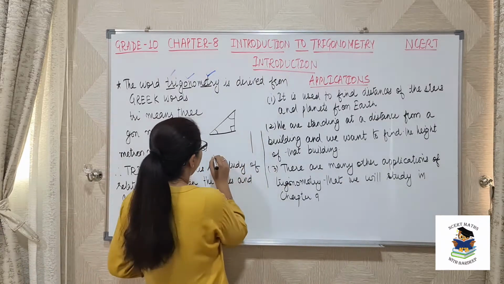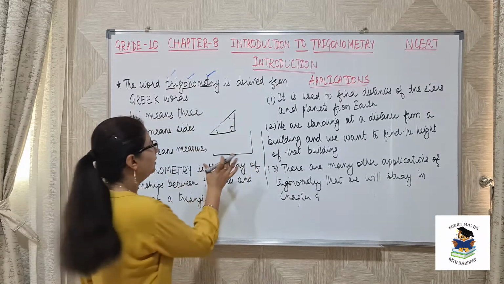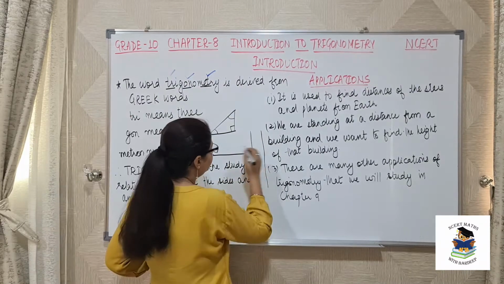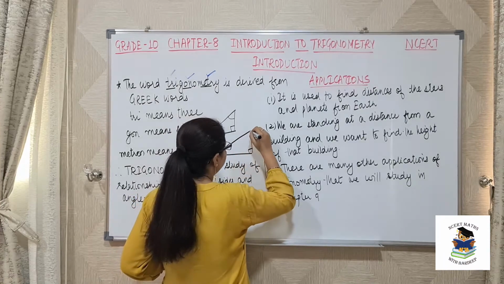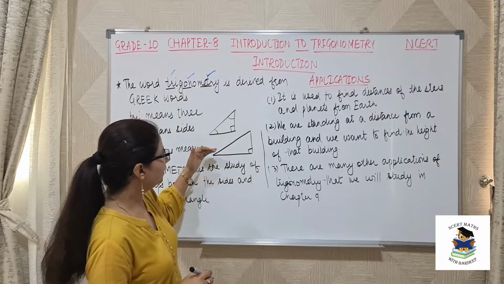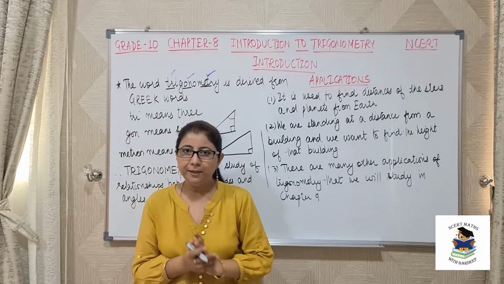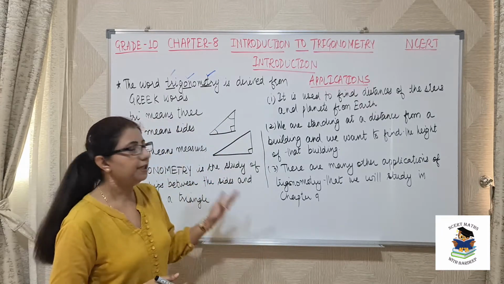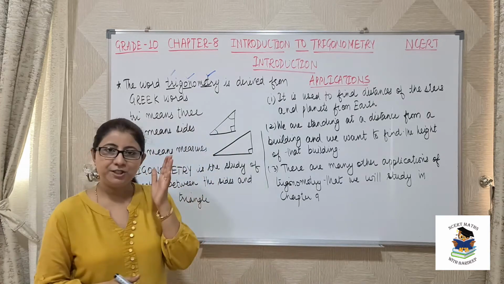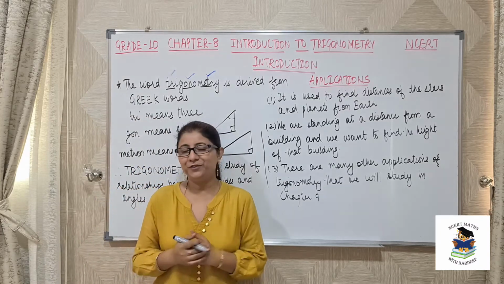Suppose this is the building and I am standing here. I don't know what is the height of this building, but I know this distance. Okay. So since the building is upright, this will be a right angle, and we will join this point and see, we will have a triangle. So now we will relate the length of the sides with angles and we can find the height of the building. Similarly, we have many other applications which we are going to study in our next chapter, that is chapter number 9.